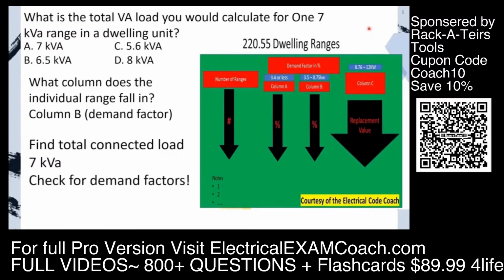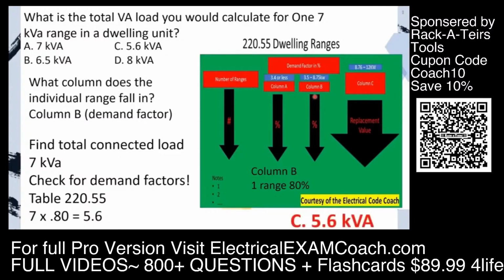Now, let's check for demand factors. When we head back to our table, we're going to start on the left-hand side and find our number of ranges. Then we're going to cross over and find our multiplier. When we do that, we find that it's 80% for one range. Now, let's do the math. We take our 7 multiplied by our demand factor, and that gives us our new reduced load. And we select C.